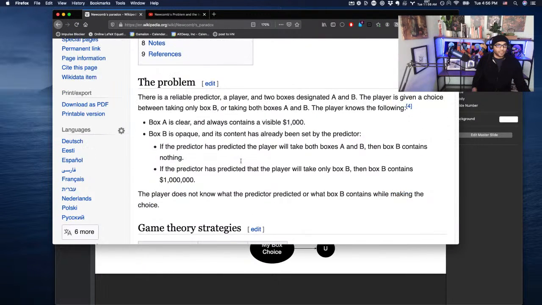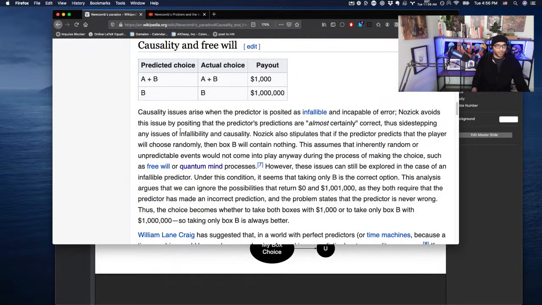Causality issues arise when the predictor is posited as infallible and capable of error. If the predictor predicts that the player will choose randomly, then box B will contain nothing. This assumes a player that is inherently random or unpredictable. This assumes that inherently random or unpredictable events would not come into play anyway during the process of making a choice.